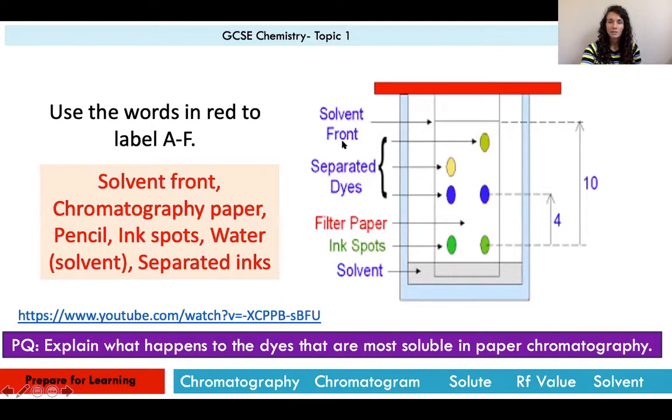The solvent front is the name we give to how high up the paper that solvent has moved. So if you're using water, you'd be able to see how far up just the water on its own went. And at the very top, that's what we call the solvent front. The separated dyes are here. They're the different colours that you can see on the chromatography paper after you've waited a while. This here is the filter paper or the chromatography paper. The ink spots are down here on the pencil line, and the solvent is here at the bottom, which is what the chromatography paper is just dipped into.